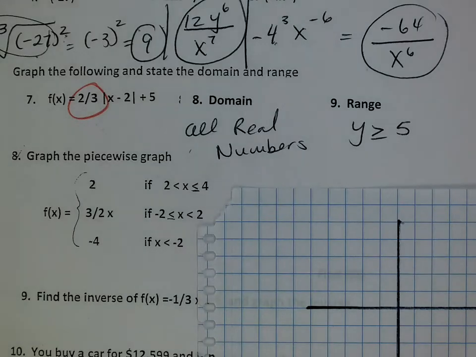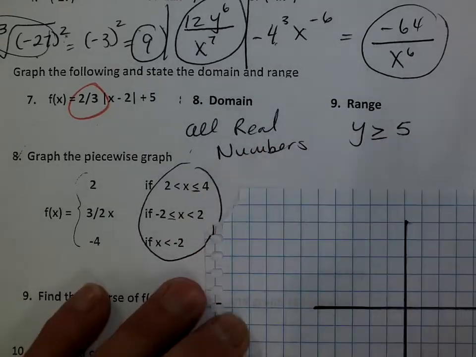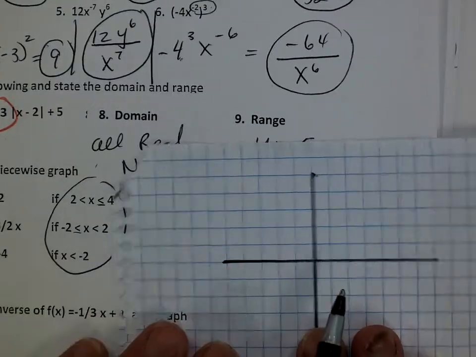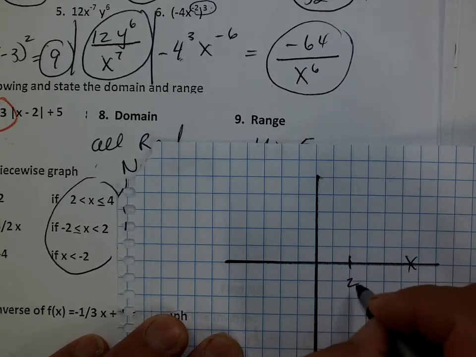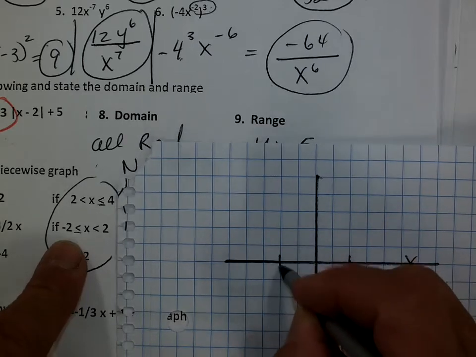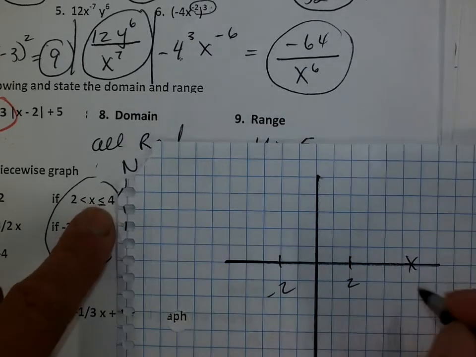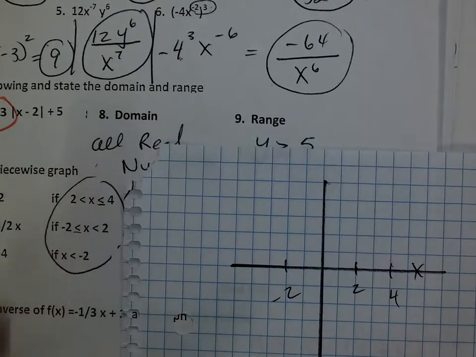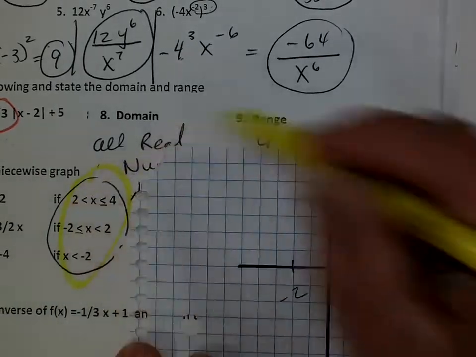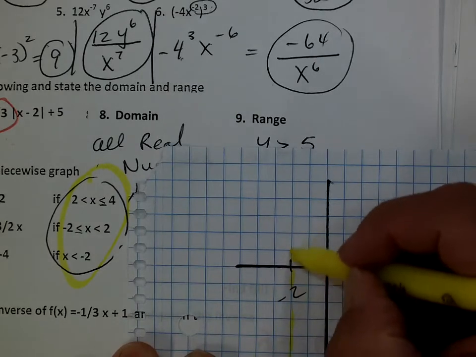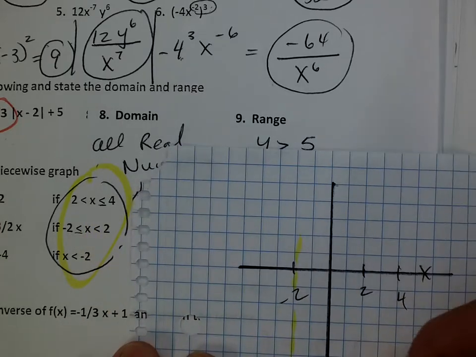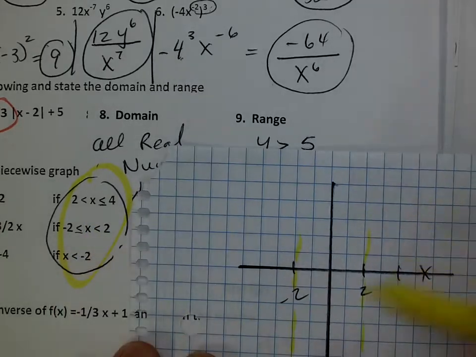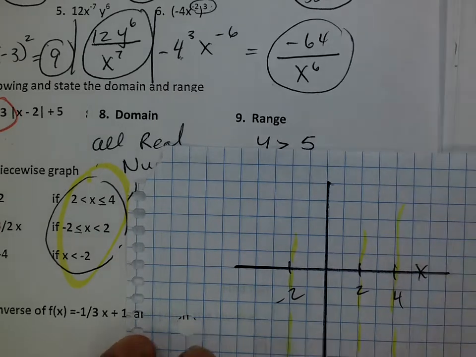When I do piecewise graphs, I like to put in my border points first. So my border points on the x-axis are, let's see, here's my x-axis. I have a borderline at 2 and a borderline at -2 and at 4. So put in my borderlines. These are invisible lines, but I'm going to put in my borderlines at -2 because x is less than -2, at 2 because it's between 2 and -2, and at 4. Okay, now let's do this.